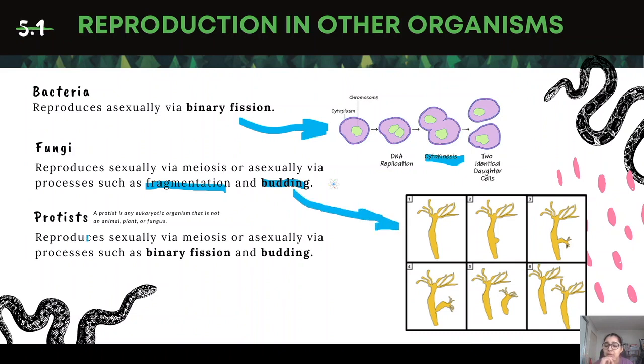Okay, and finally, protists, they reproduce sexually via meiosis, or they can also reproduce asexually via both binary fission and budding. So you have to know the main processes for all of them.